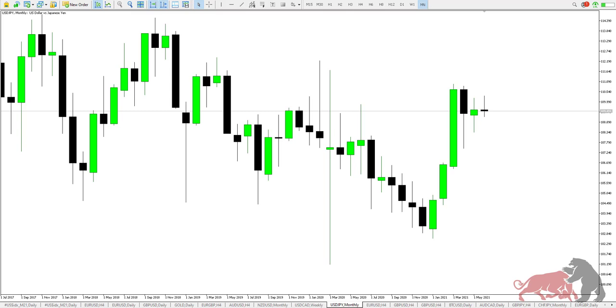Now, for me to be able to analyze this pair, number one, I need to look at the interest rate market, right? We all know right now the Bank of Japan, their interest rates are set at minus 0.10%, and the United States, the Federal Reserve, the rates are in between 0 to 0.25%, meaning the Federal Reserve has got higher rates than the Bank of Japan.